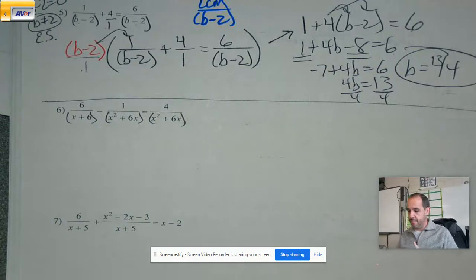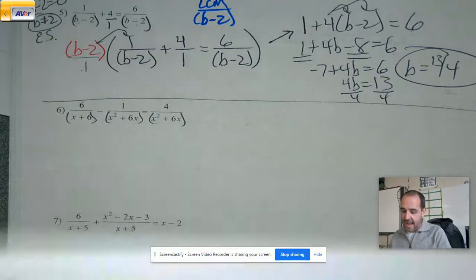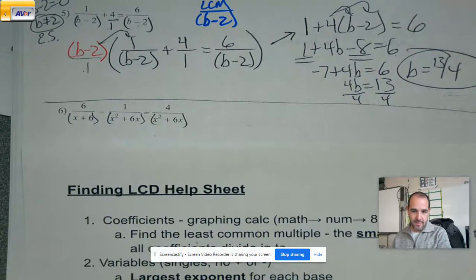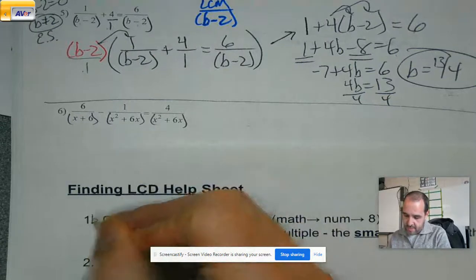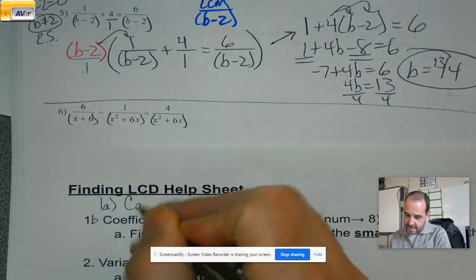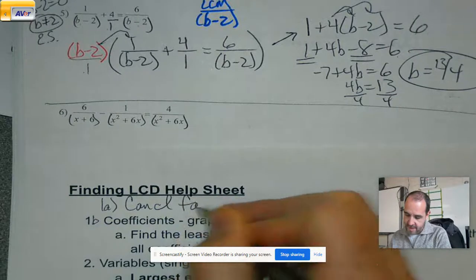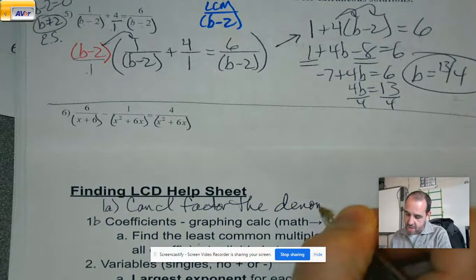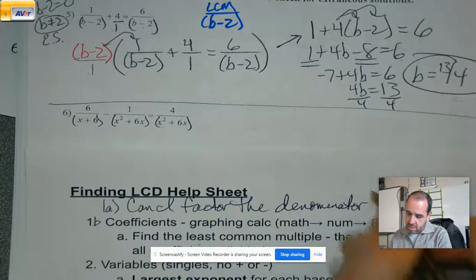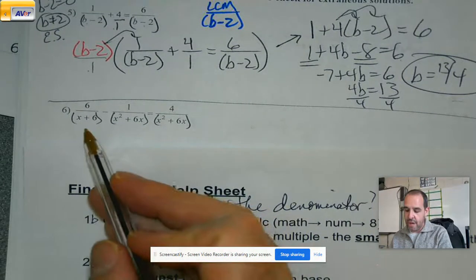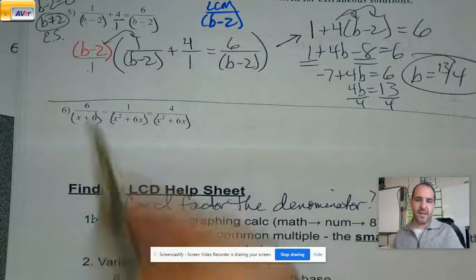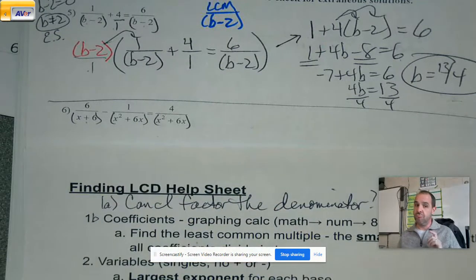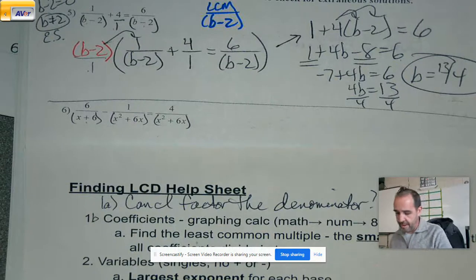Now, reminder, before we get going through here, I'm actually going to add a little something to the top of my help sheet. So I'm going to call this 1b. I'm going to call this 1a. Can I factor the denominator? Because if I can, you might be like, well, that's a different set of parentheses from that. I need all of them. Do you? Let's look at that for a second.